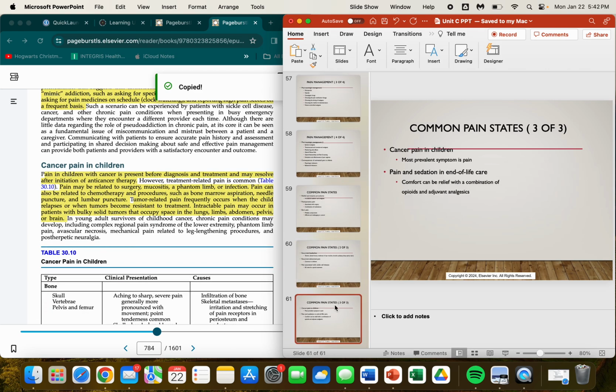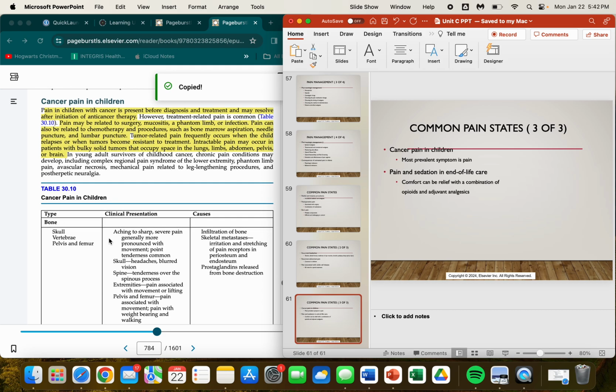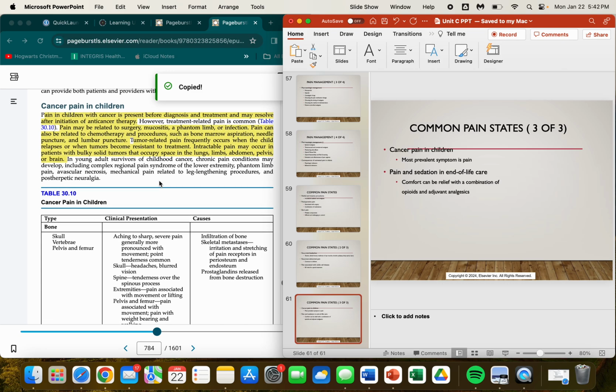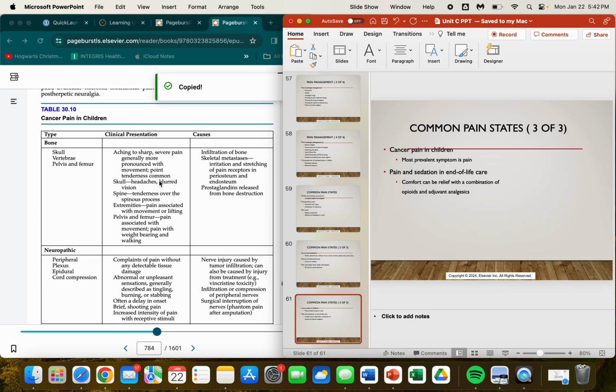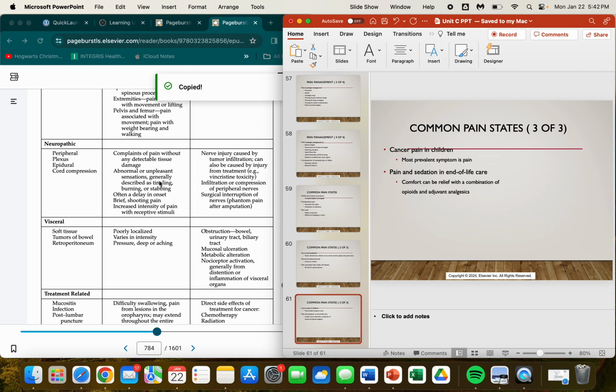And then lastly, your book talks a little bit about cancer pain in children. In kids with cancer, the most prevalent symptom is pain. These kids go through a number of issues, including infections, constant procedures, lumbar punctures, chemotherapy, tumor removals, things like that. And so tons and tons of issues that could cause pain.